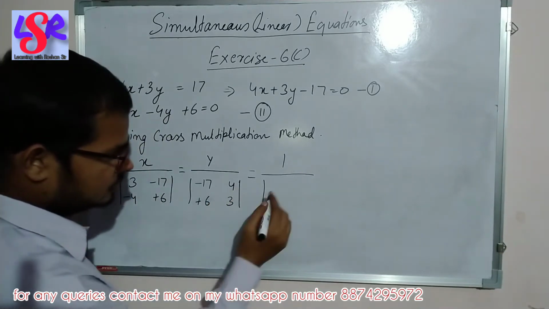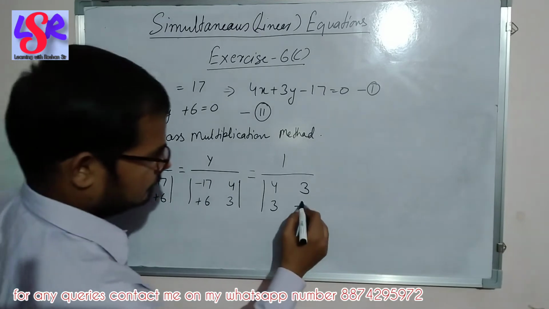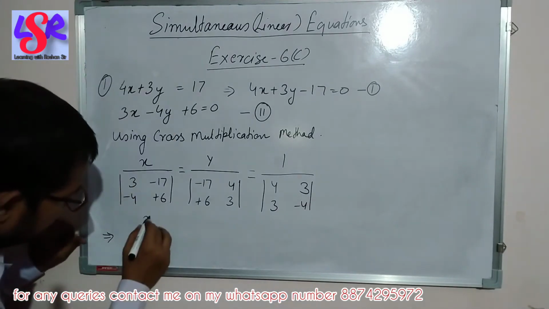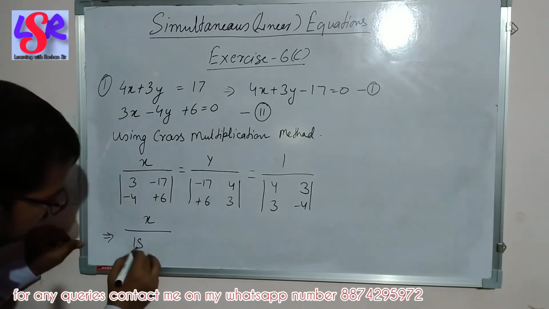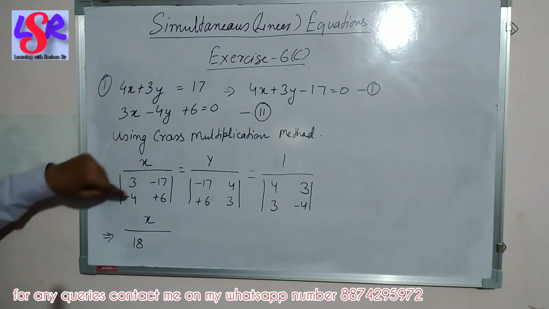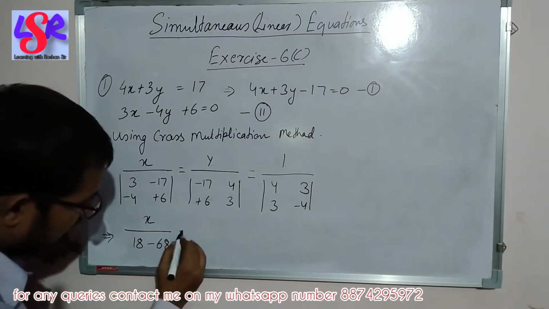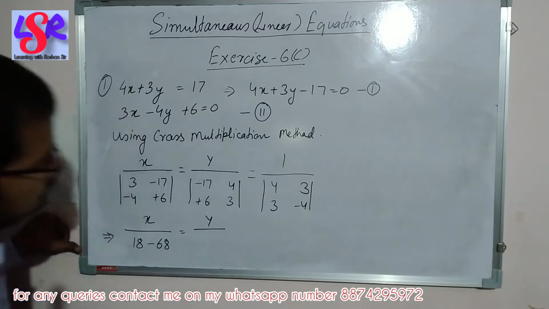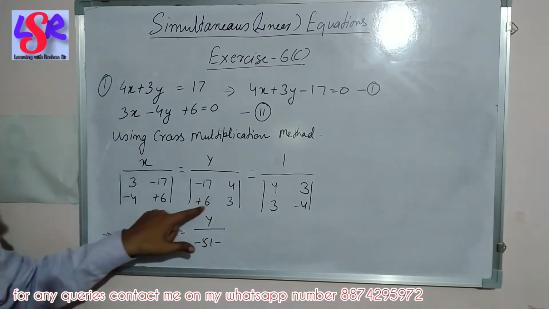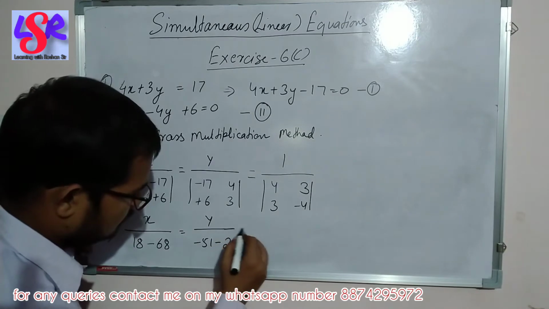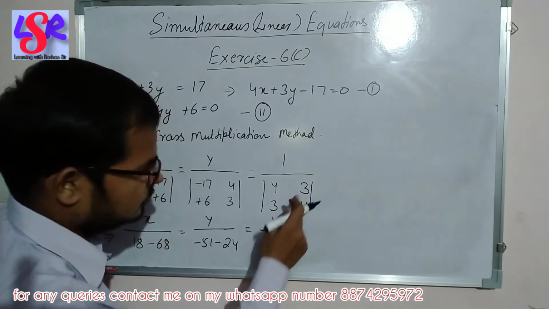So here we go to write this one, that is 4 and 3, then the coefficient of y, that is 3 and minus 4. Now over here it will be x upon, you are going to multiply these two with a positive sign, that is 3 into 6, 18, and then these two with a negative sign, that is 17 into 4, then we get 68, but we are going to write over here as minus 68, and this will be equals to y upon 17 into 3 minus 51, then minus 6 into 4, 24, equals to 1 upon 4 into minus 4, that is minus 16, then minus 3 into 3, that is 9.